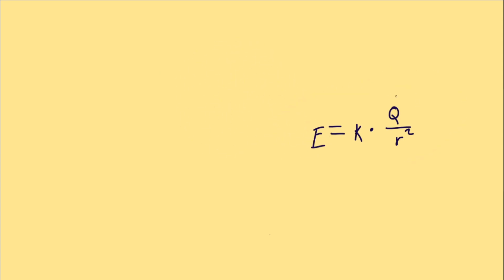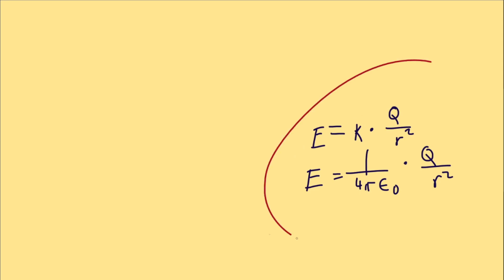And this is an alternative version, which is equivalent to this. And it's E equals 1 over 4 pi epsilon naught, times Q over r squared. We just take it from Coulomb's constant. Both of these are the same thing, and we're going to be using them for problem solving today.